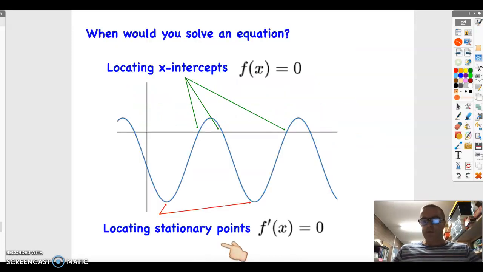It's worth just keeping your mind on the future and thinking, when would you solve a trigonometric equation? There's two key times in this course when you'll need to do that. If we are looking for x-intercepts of a function, or zeros of a function, we'll be solving f of x equals 0. Later on, when we're talking about calculus, locating stationary points, we'll be interested in when the derivative is equal to 0. And if it's a trigonometric curve, then that derivative is also going to be a trigonometric or circular function.